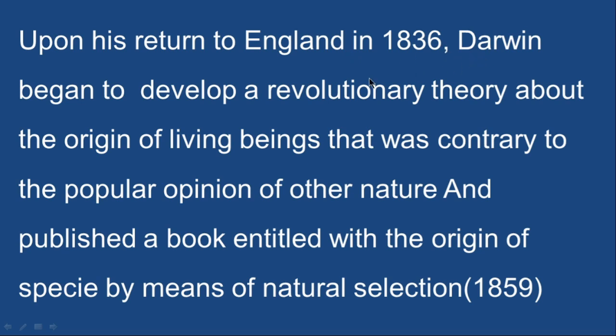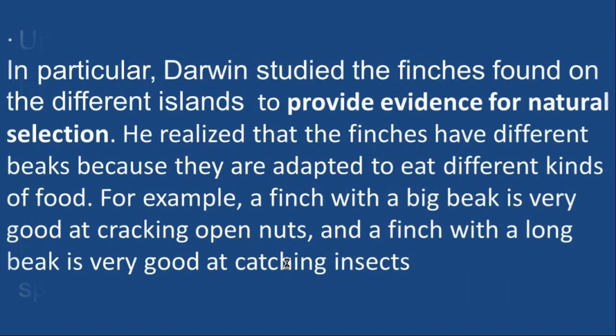Then Darwin began to develop an evolutionary theory about the origin of living things that was contrary to the popular opinion of other naturalists. After 20 years, in 1859, he published a book entitled The Origin of Species by Means of Natural Selection.